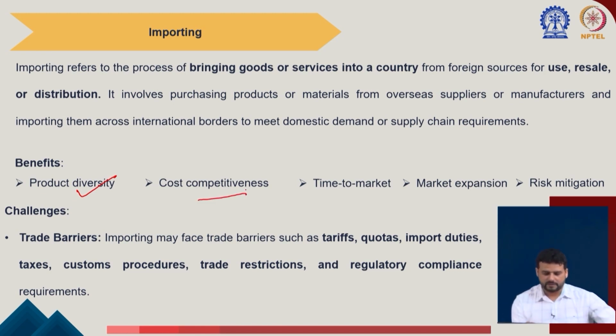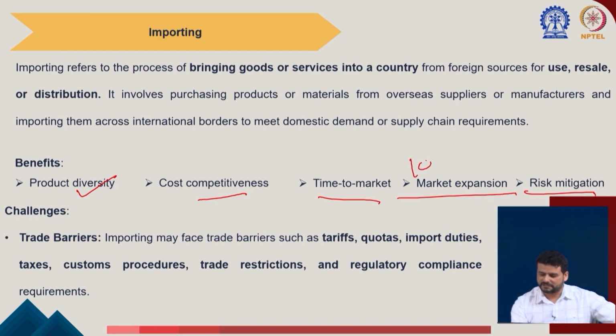Cost competitiveness, if you are getting a cheaper product. Time to market, obviously you will get to the market quickly because you need not manufacture it. Already someone somewhere in the world is manufacturing that product, so you can easily introduce it in the market. So you get market expansion, and risk mitigation.